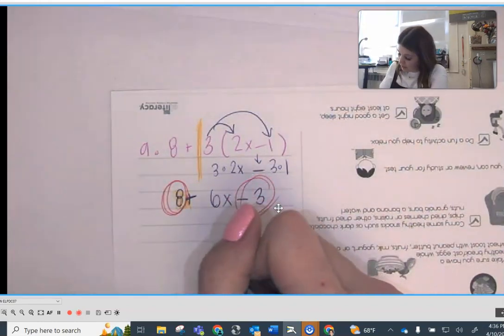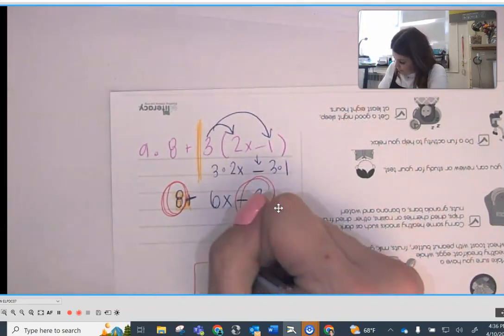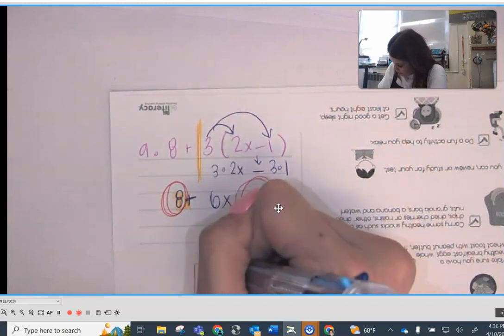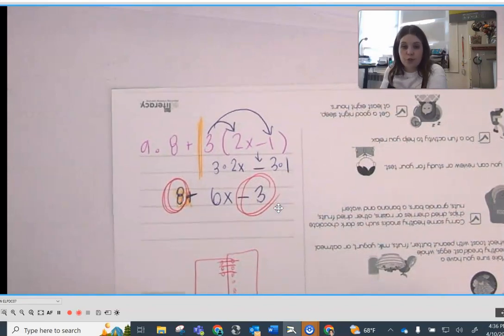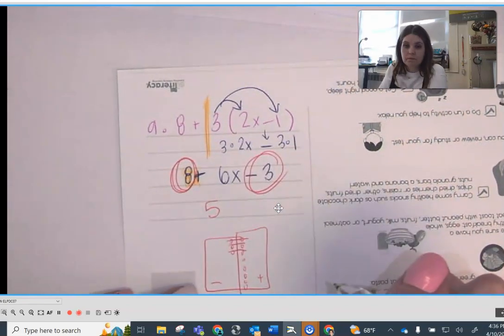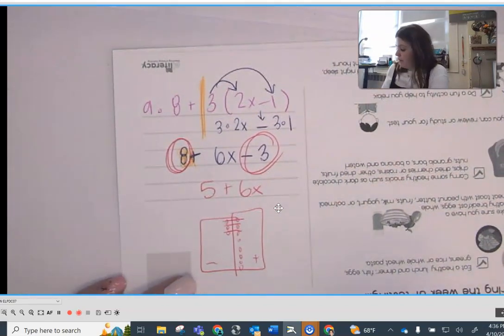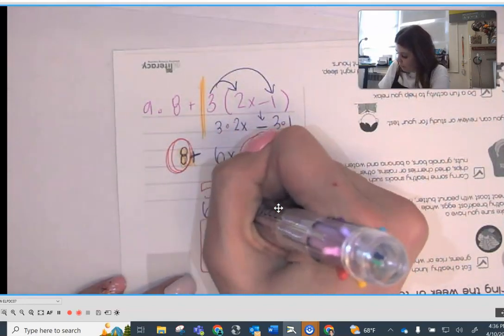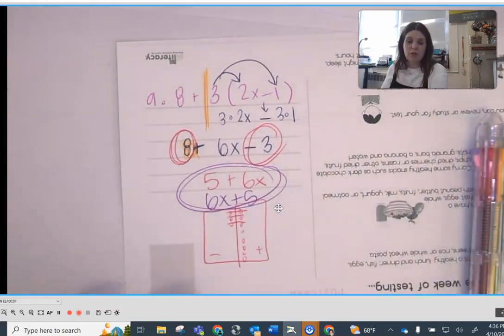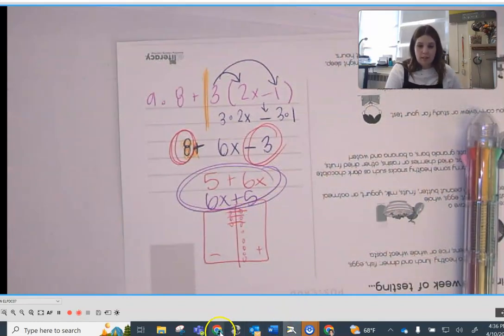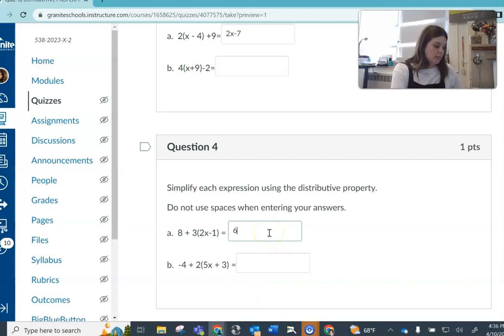So 8 positives, 3 negatives goes to positive 5 plus 6x. The best way to write this is really 6x plus 5. But either answer you can plug into Canvas. I'm going to plug it in how I like it, but you plug it in however you like it. 6x plus 5. Now you give B a try. If you need to go back to those pages that I showed you in the video, make sure that you go back or rewatch the one that I solved for you.